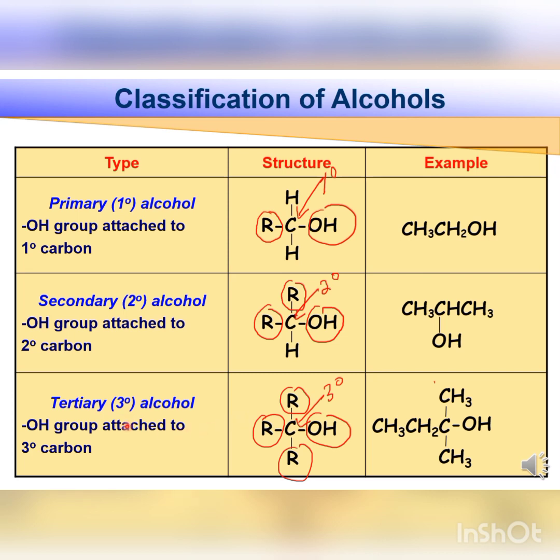And the tertiary alcohol is when the hydroxyl group is attached to the tertiary carbon. From the structure here, we can see the hydroxyl group is attached to this carbon, which is bonded with 3 alkyl groups. The example here is 2-methyl-2-butanol.